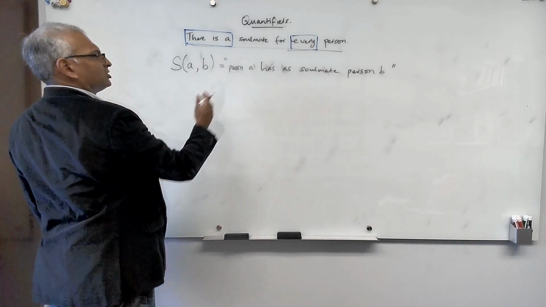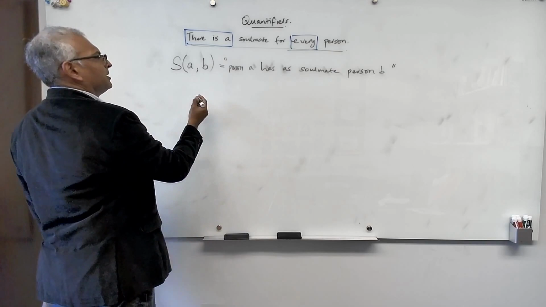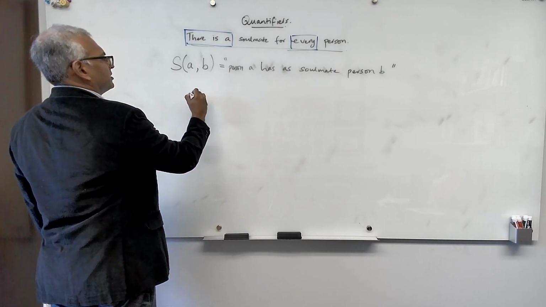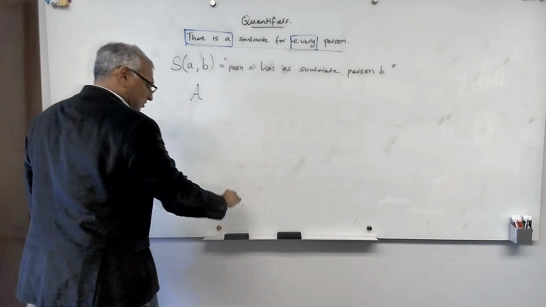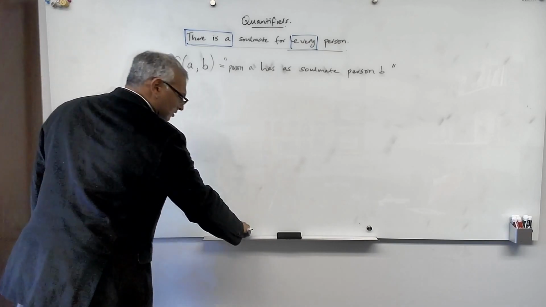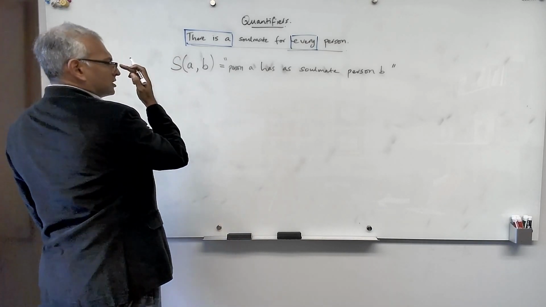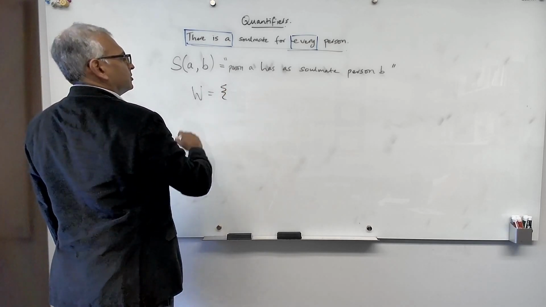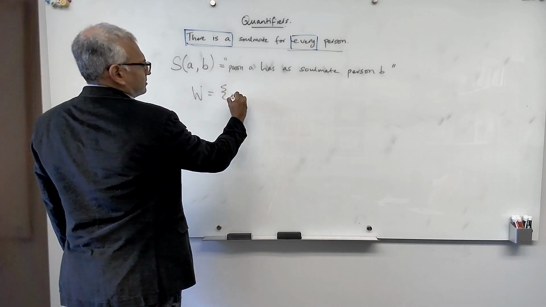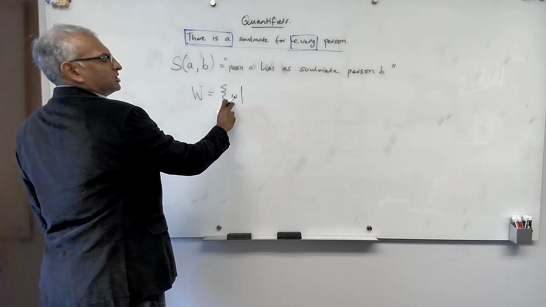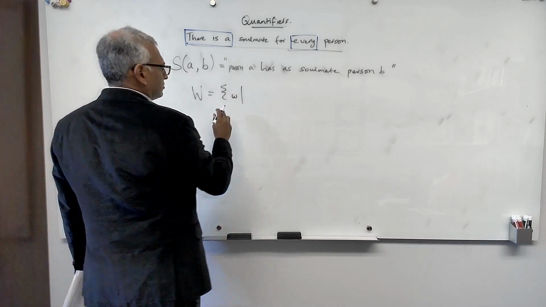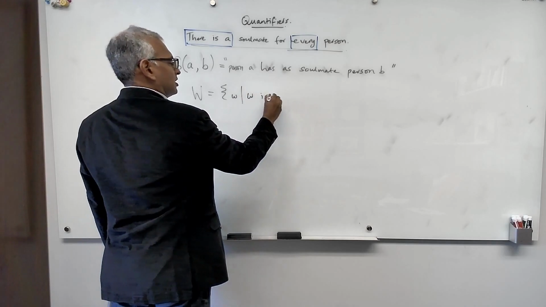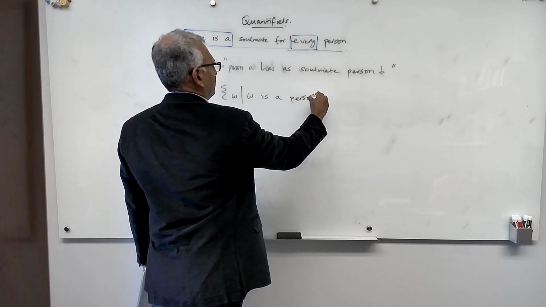So we're clearly talking about people, so we could define the set of people. What can we use for people? Let's call it W, the set of people. So it's the set of objects which I will generically refer to as little w, w is a person. So I've defined a set.